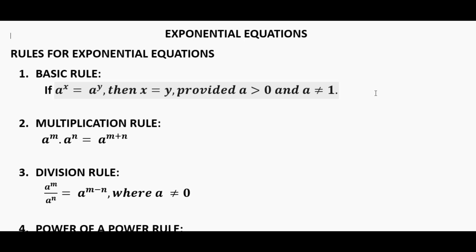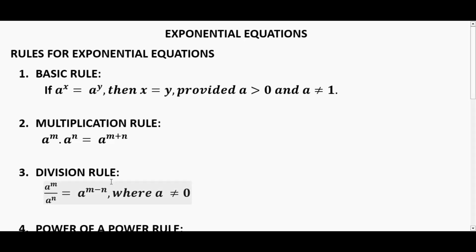Now this is just a long grammar. This simply means if you have a number that is raised to a particular power, for example we have 2 raised to the power of 3 is equal to 2 raised to the power of 5. If the bases are the same, then all you want to do is to equate the exponents. That is, a raised to the power of x is equal to a raised to the power of y. They have the same base, which is a here and a here. So if they have the same base, all you want to do is to equate the exponents, and that is the basic rule for exponential equations.